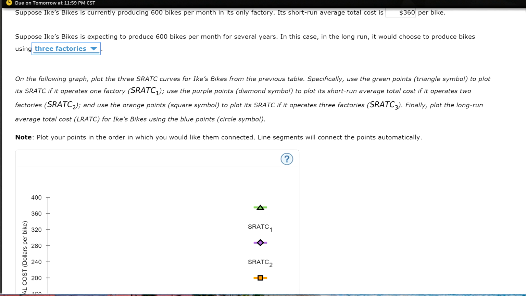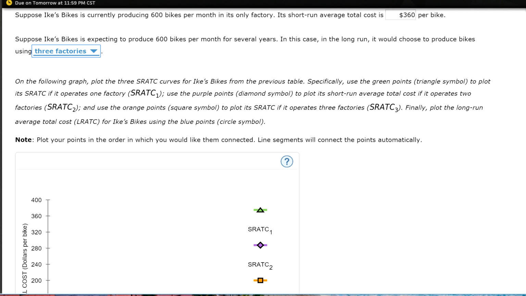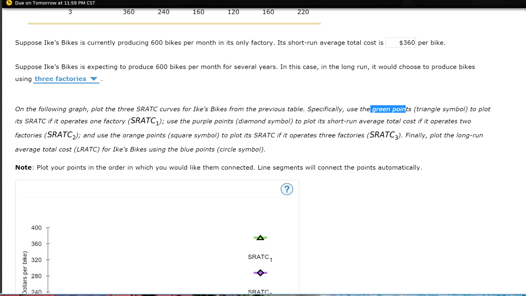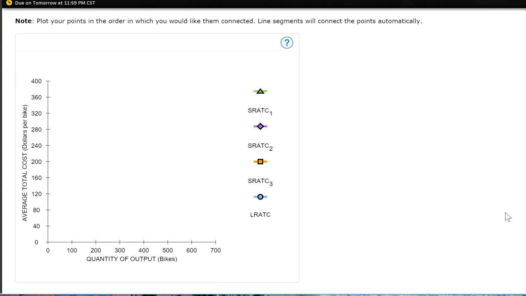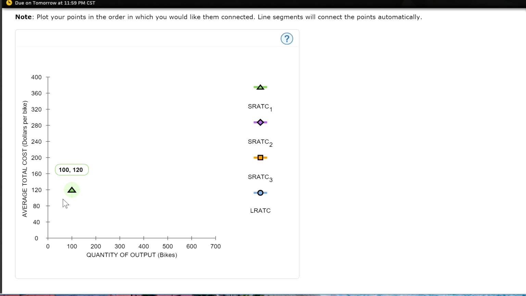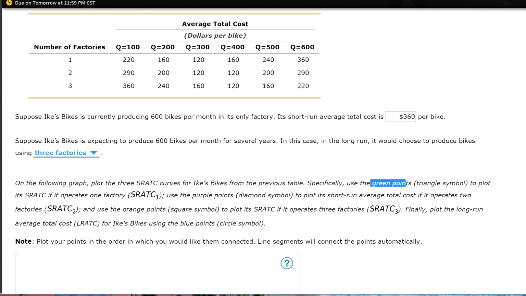All right, so let's do the, which color? It's a good thing I'm not colorblind. Green, looking for green. So green for only one factory. So one factory is going to be 220, 160, 120. I could go up and down. Let me go back and look at it one more time. I'm losing myself. Okay, so when quantity is 100, the cost is 220.